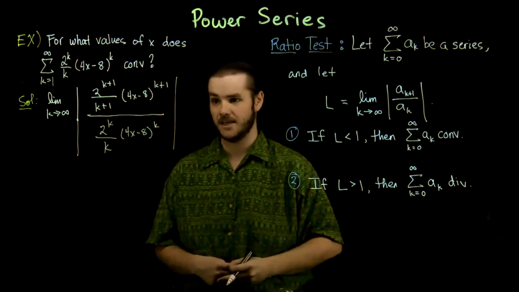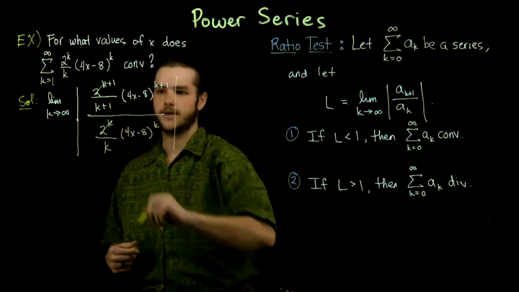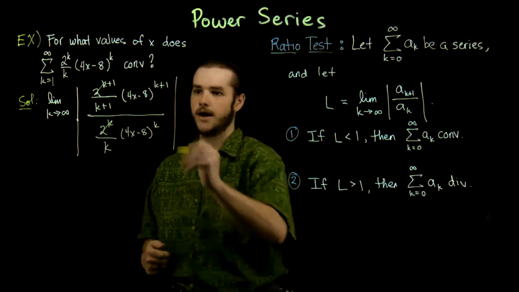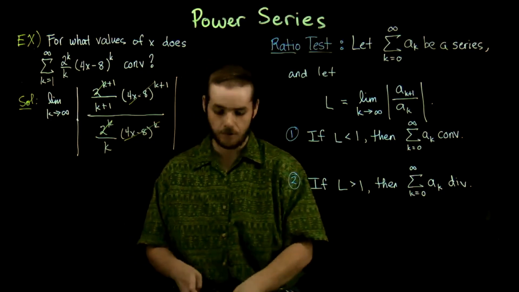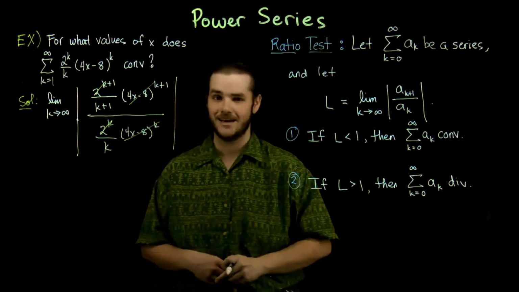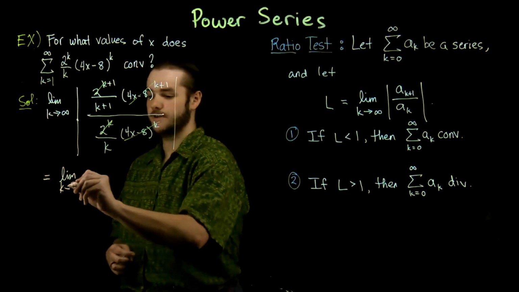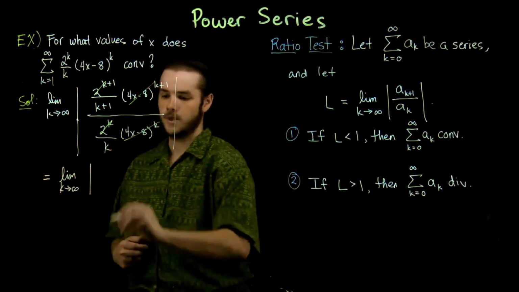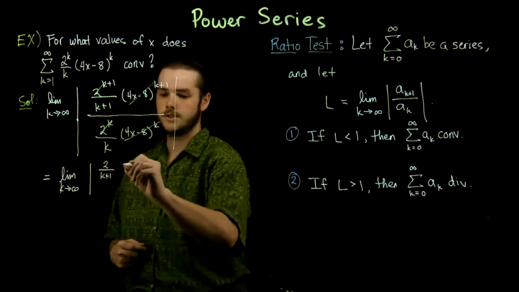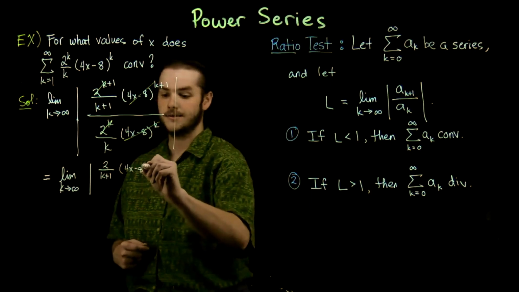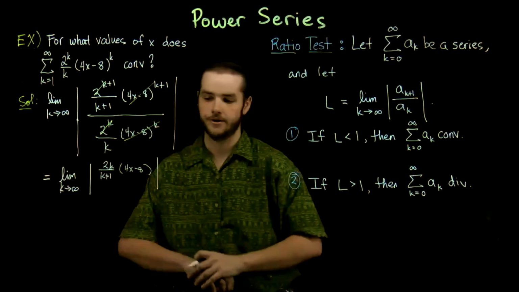And there's a ton of stuff that cancels. In particular, I've got a 2 to the k and a 2 to the k that cancel, leaving me with 1, 2 on top. I have k copies of 4x minus 8 that cancel top and bottom, leaving me with 1 copy of 4x minus 8 on top. And so this whole thing immediately reduces to the limit as k goes to infinity of the absolute value of 2 over k plus 1 times 4x minus 8 all over k, but I'm just going to move that k into the numerator here.